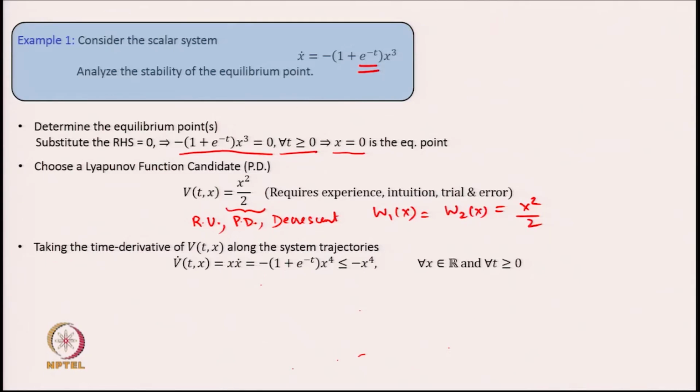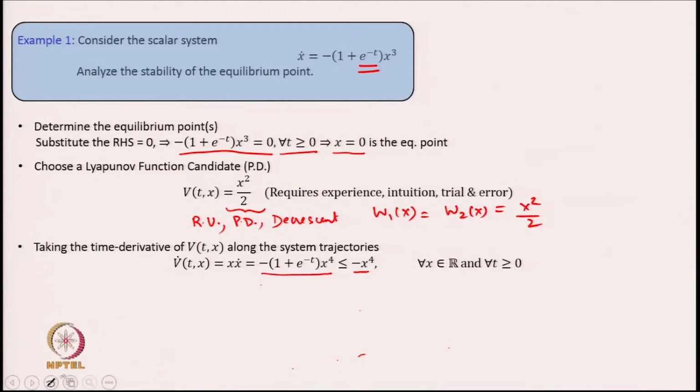So, we take the time derivative of V along the system trajectories, that is we differentiate it with respect to time using the chain rule, and then we substitute for the system dynamics, x dot equals this right hand side, and what we get is this as the V dot. We see here that we have this time dependence in V dot. So, V dot is in fact dependent on time, although V was not time varying. Now, this expression can be upper bounded by minus x to the power 4.